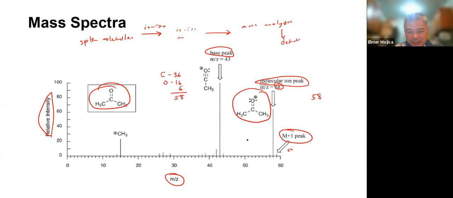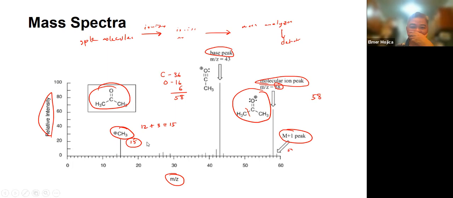Okay, so based on this one, ano yung naputol? Ito yung corresponding na 43. Nawala ka ng methyl group. At makikita mo na yung methyl group mo nalabas dito. Anong molar mass to? If you're going to do it, 1, 2, 3, 4, 5. And that's 12 plus 3, right? So that's the 15.